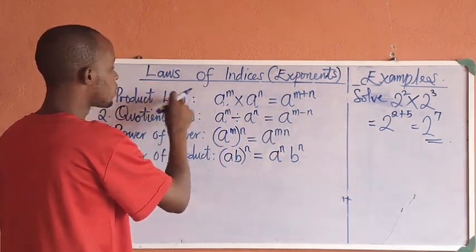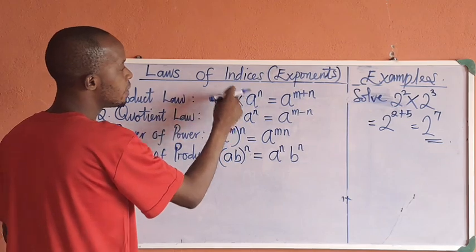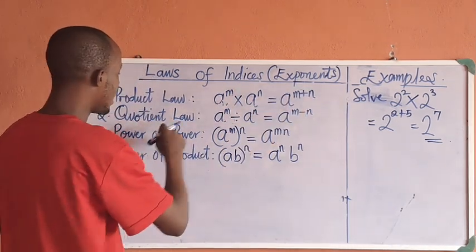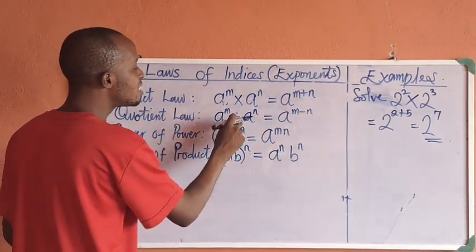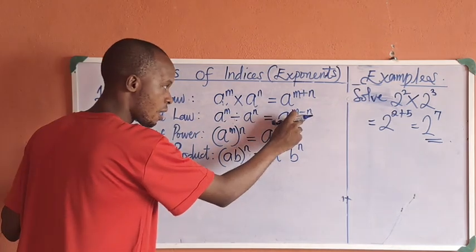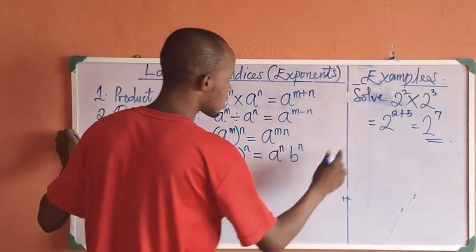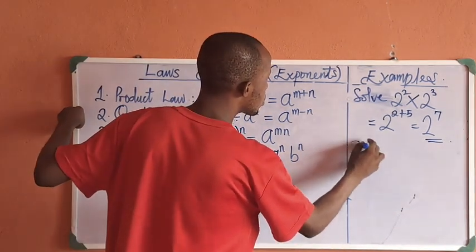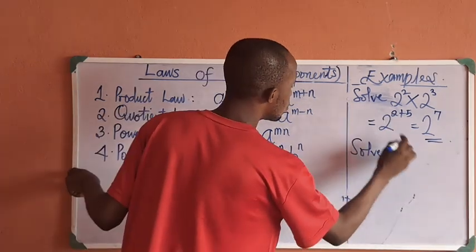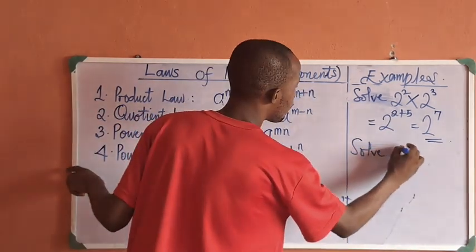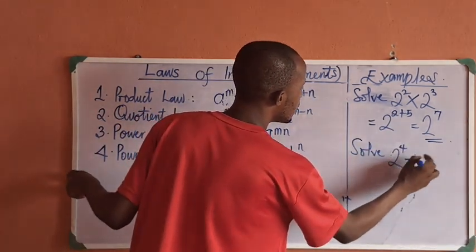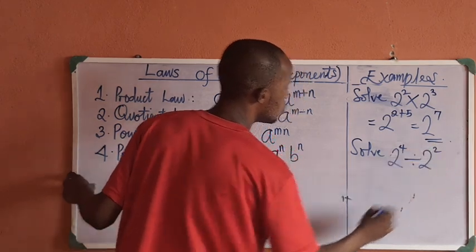In the product law, we change the multiplication into addition. And then in the quotient law, we change the division into subtraction. And here is the worked example. You are asked to simply solve 2 raised to power 4 divided by 2 raised to power 2.